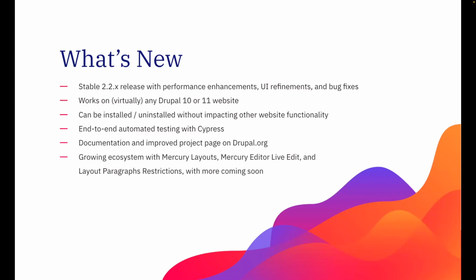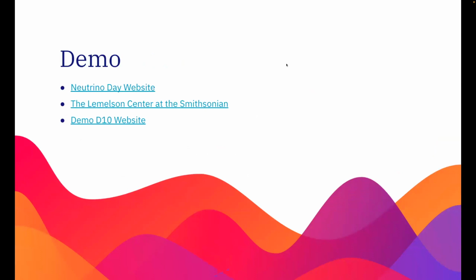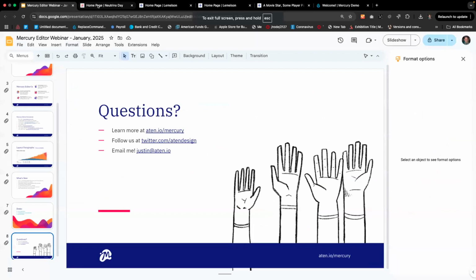And again, the ecosystem itself is growing with Mercury Layouts, which one more time is just a repository for more complex layout types that are becoming more and more the norm for our work. Mercury Editor Live Edit for live editing text content, and Layout Paragraph Restrictions for managing governance, with a number of other modules coming soon as we continue to add to this ecosystem. That's Mercury Editor described just in a nutshell and some of what's new. With that, I'm going to exit out of this presentation and move over to demos.